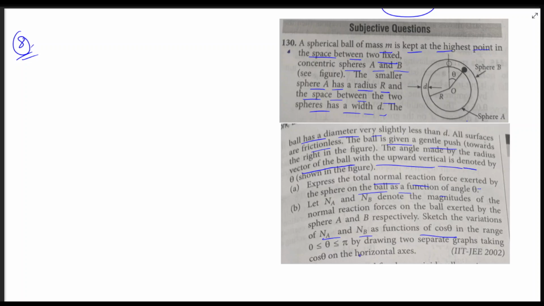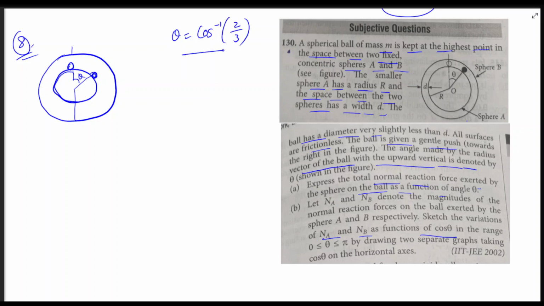Okay, so we know this, right? This is our one sphere, this is our another sphere, right? So this will start to move here, and at an angle theta it will reach here, right? And let's say it leave the contact here. So what will be the theta? We remember this cos theta turns out to be cos inverse 2 by 3. If you remember, you should learn this. And as soon as it leave the contact, it will come in contact with the sphere B here, and then normal will be acting in the downward direction.